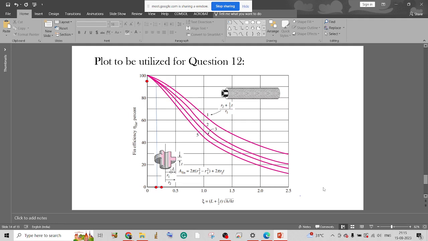So that is 2 pi r2 square minus r1 square plus 2 pi r2 t. So that is 2 pi 0.03 meter whole square.